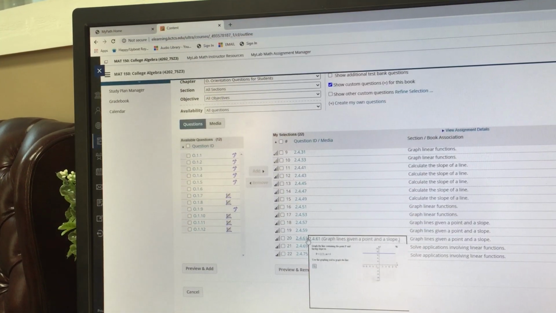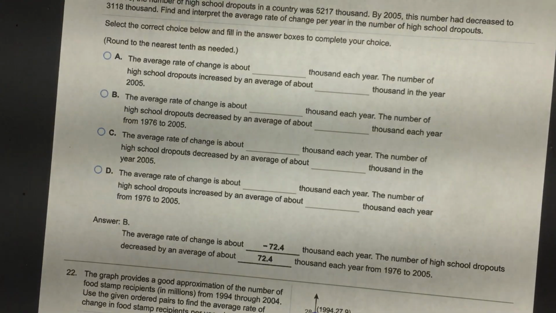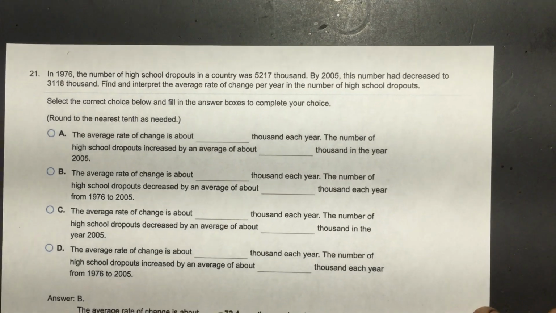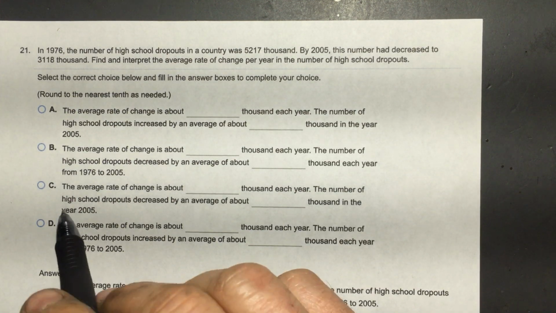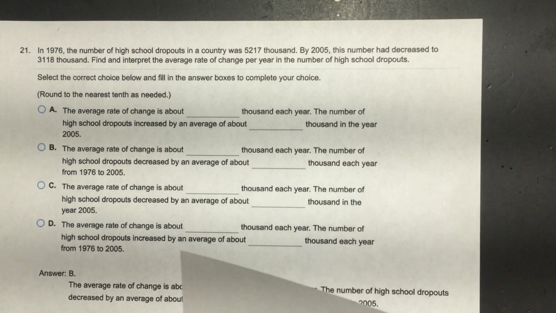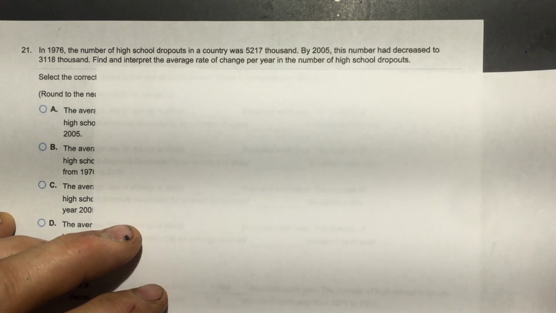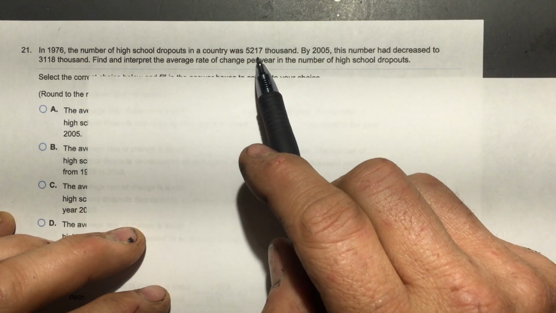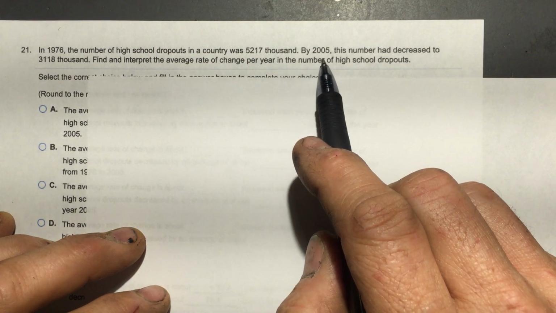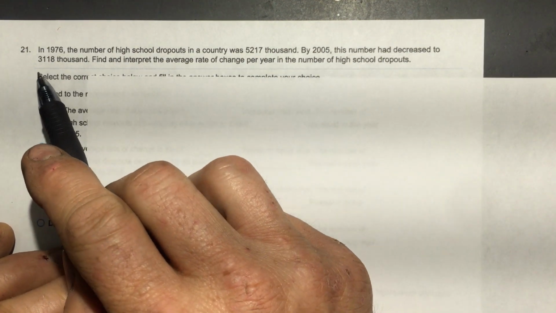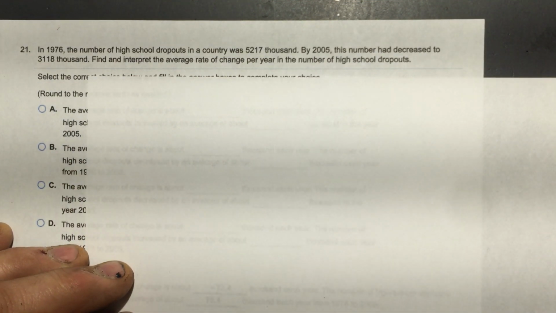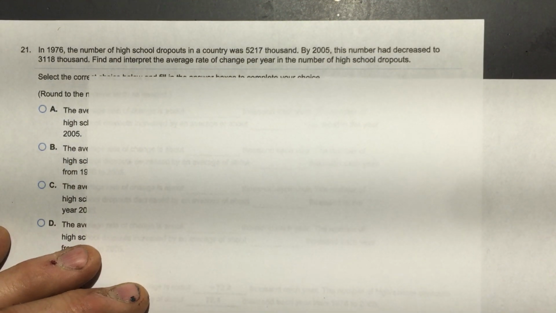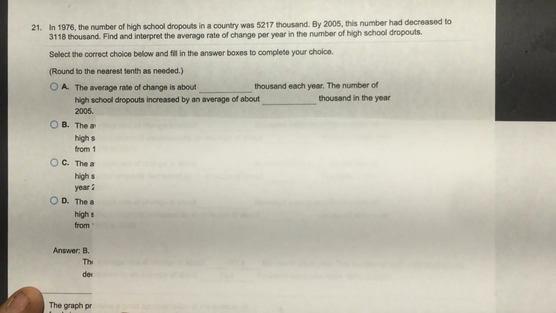All right. Now, let's go back to our paper here. We're on number 21. And on number 21, this says, in 1976, the number of high school dropouts in the country was 5,217,000. By 2005, this number had decreased to 3,118,000. Find and interpret the average rate of change per year in the number of high school dropouts. Okay.